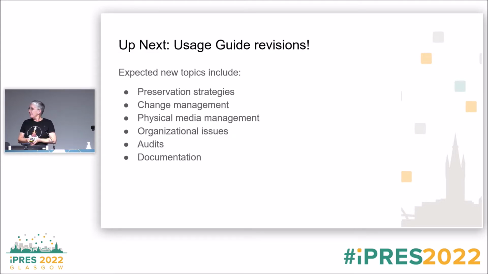What we have next, Sybil said that there was a user guide as well, but that is on the way. But we know what we want to write about, because that's what we found in our work with version 4. So we will have something about preservation strategies, change management, physical media management, organizational issues, audits, and documentation. Maybe some of them will overlap, but we think this is what is going to come. And version 4 of the criteria may not be on the site yet, but will be within the next month. They just finished 1 week before iPRES.